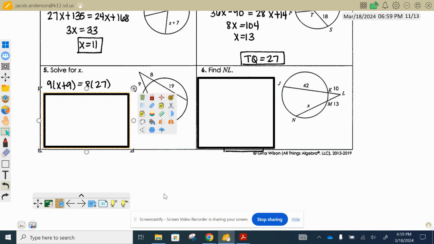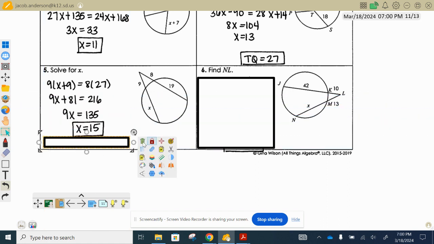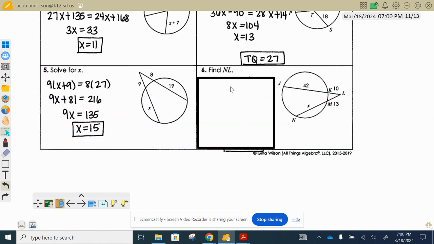So my setup should look something like this. We have 9 and 8 as my outside pieces, and then it would be x plus 9, and then 8 plus 19 is 27. So that's where that 27 is coming from. And as they solve, they got x equals 15. That's a little bit easier than how they're going to be. I will pause again, and why don't you guys figure out number 6?